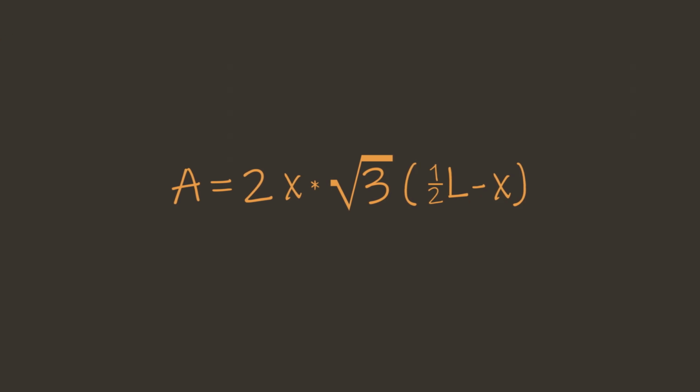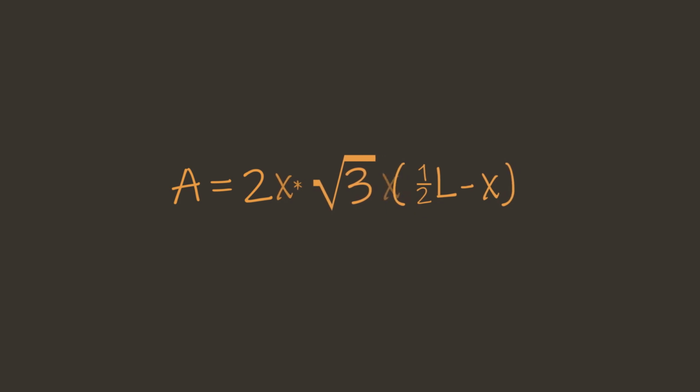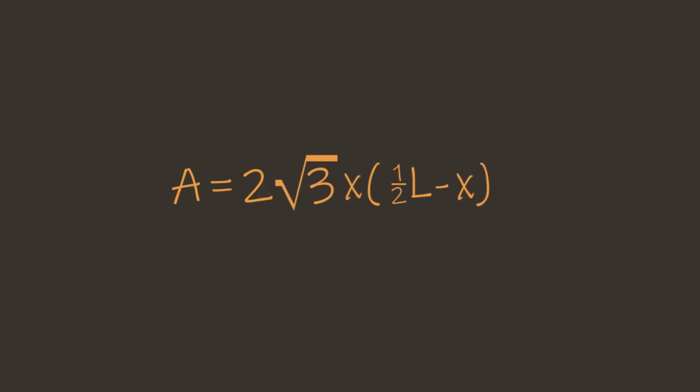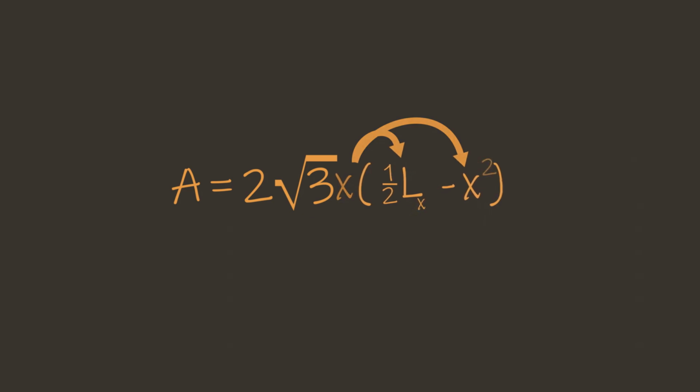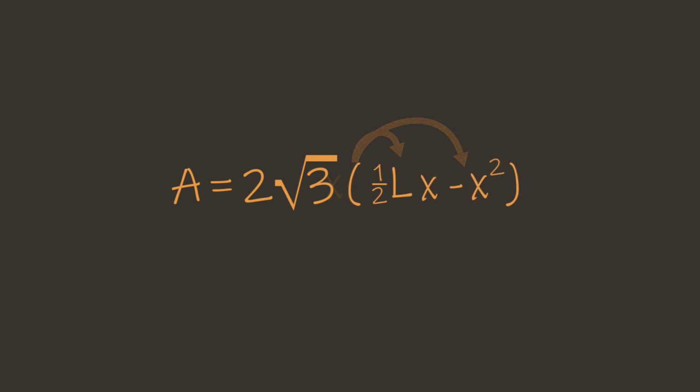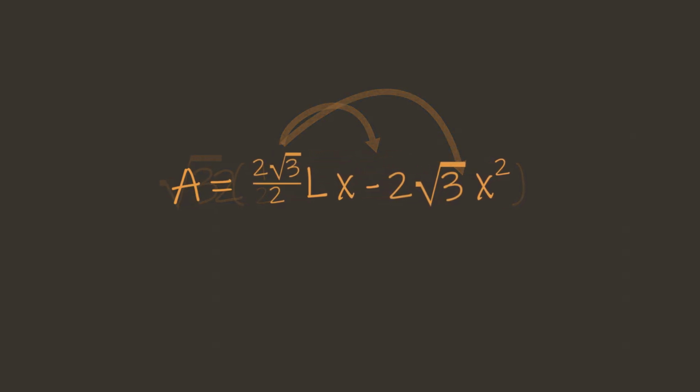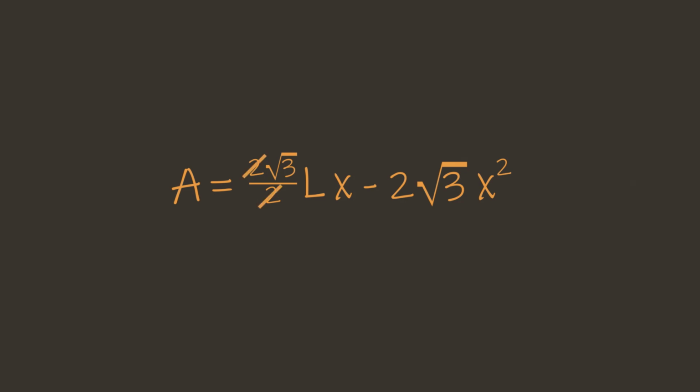To find the maximum area of our rectangle, we need to analyze our area function using calculus. Our area function is denoted by A equals 2 square root of 3 times x times (1/2 L minus x). Let's simplify and differentiate this function to find the critical points. First, let's distribute x within the parentheses to get A equals 2 square root of 3 times (1/2 Lx minus x squared). Now, we'll distribute the 2 square root of 3 to get A equals square root of 3 Lx minus 2 square root of 3 x squared.